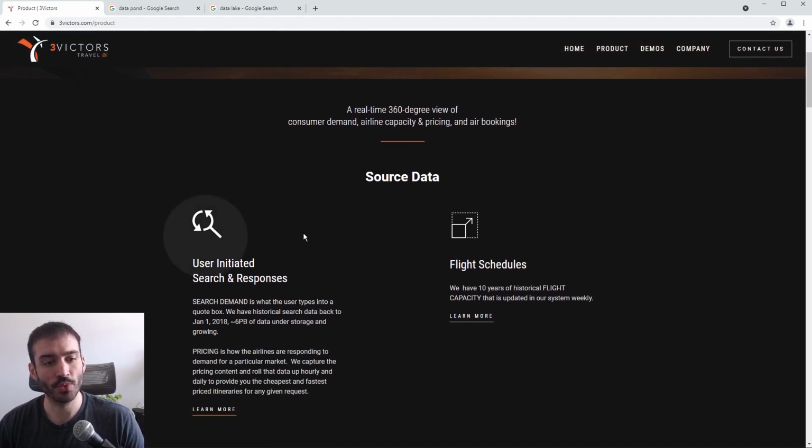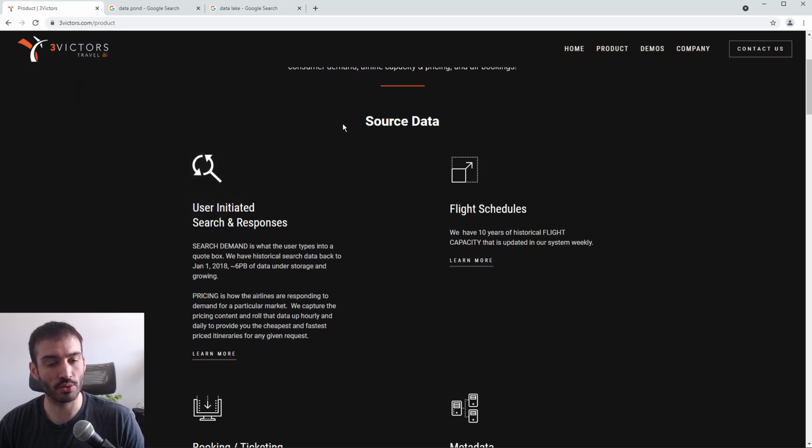Okay, that's fascinating. So they have different sources of data. So user-initiated search and responses. So search demand, which is when a user types into a quote box. So this is when someone is searching for, I want to go from Toronto to, I don't know, Paris. So they capture that data, I suppose, from the airlines themselves or a third-party broker. They also have historical data on flight schedules. And by the way, I didn't know this, but flight schedules are predetermined, often quite a bit in advance. So this data would be known quite a bit prior to the date of the flight.